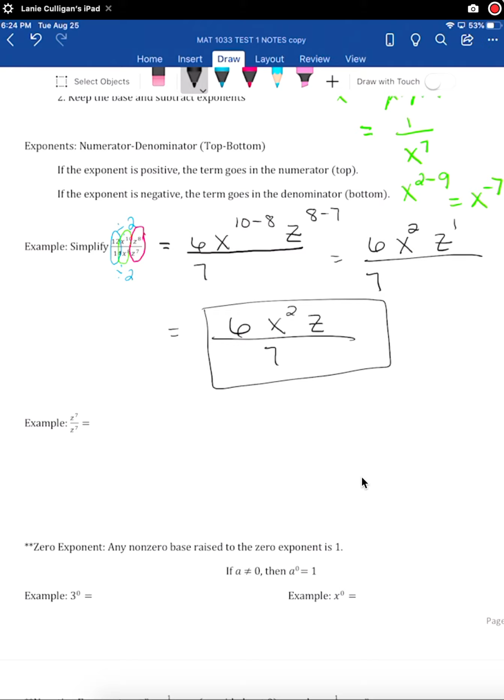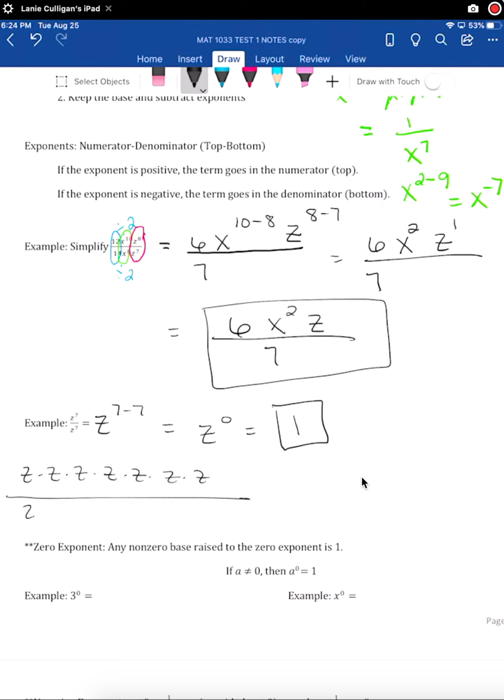All right, so our next example, z to the 7th divided by z to the 7th. If we were to use our little shortcut, 7 minus 7 would give us z to the 0 power. That means no z's are left over. So what would we have there? z to the 0 power, anything to the 0 power is always going to be 1. Let's talk about why really quick. If we had 7 z's up top, 7 z's on the bottom.